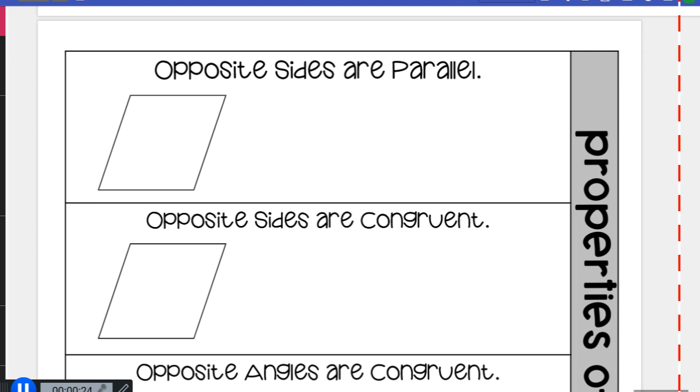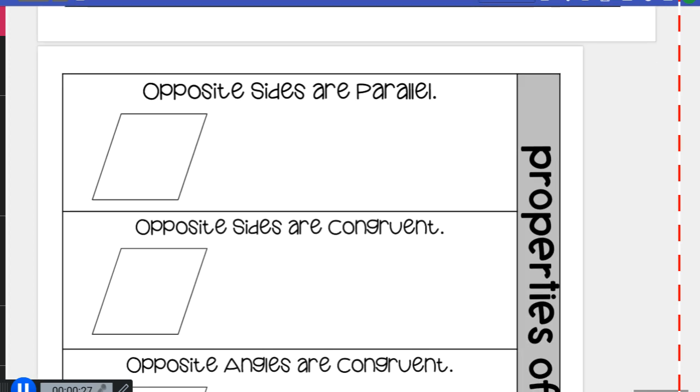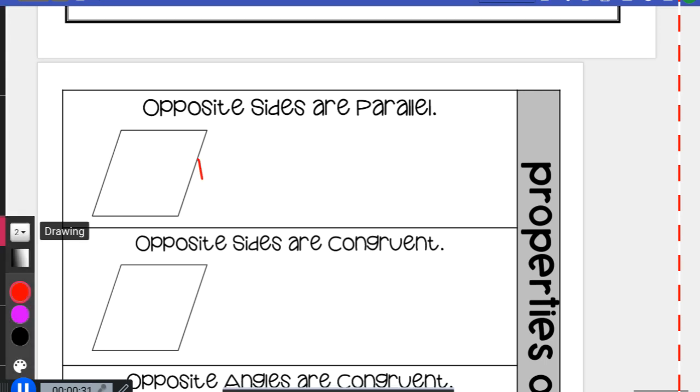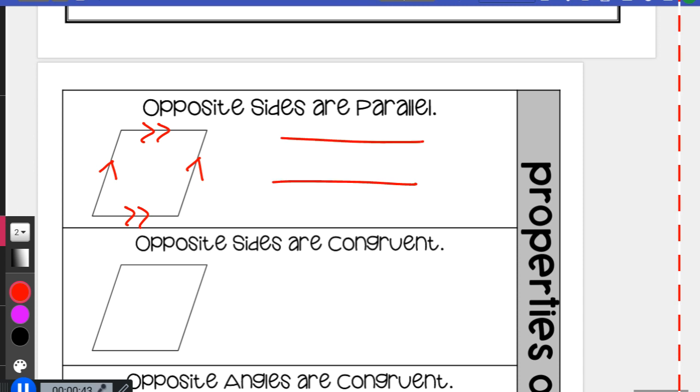Opposite sides are parallel. So we're just going to mark that. This side is parallel to this side, and the top and the bottom are parallel to each other. If we've got opposite sets of parallel sides, guess what? We're going to have things that happen with parallel lines, like same side interior, alternate interior, alternate exterior. Those kinds of angles are creeping back.